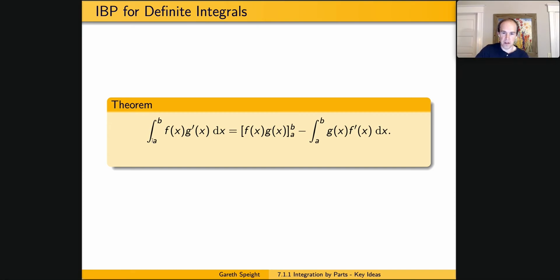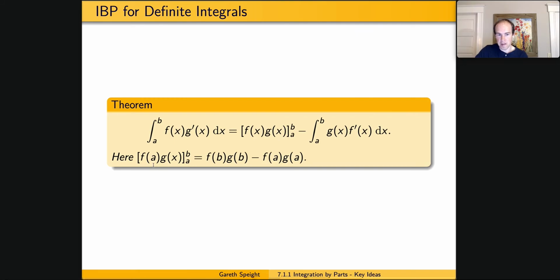So I'm not going to go through all the steps, but here is the formula, and it's pretty similar. It's pretty much the same as the formula we already had, right? Instead of indefinite integrals, there are definite integrals from a to b. And instead of just f times g, there are these square brackets with a and b. So this just means plug in a, plug in b, and subtract them, right?